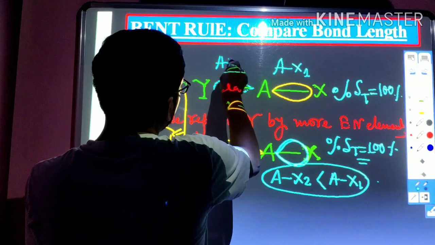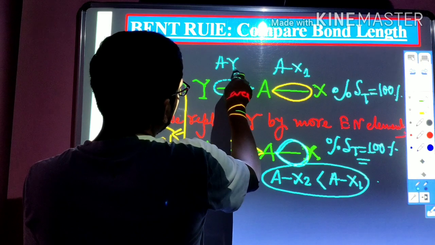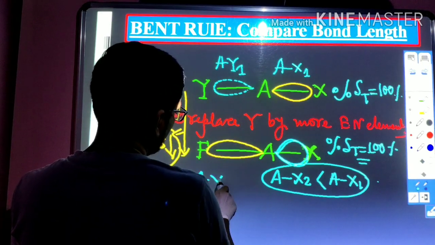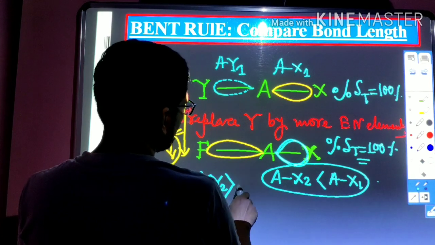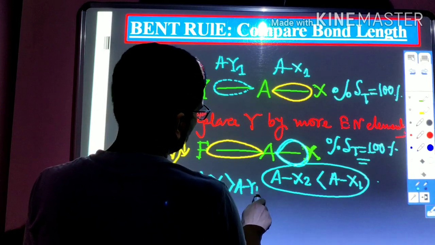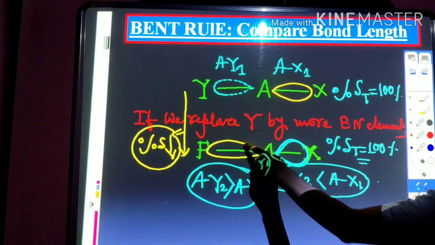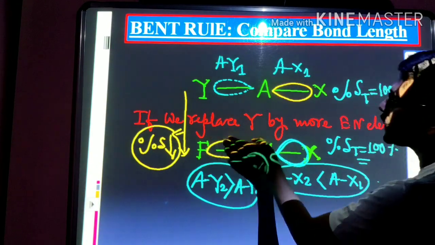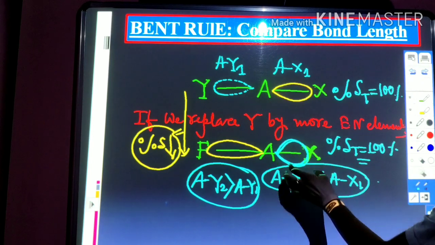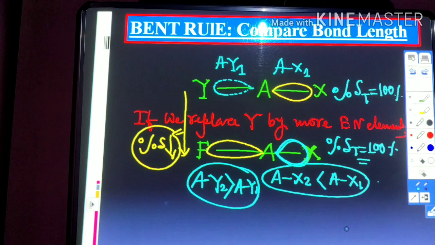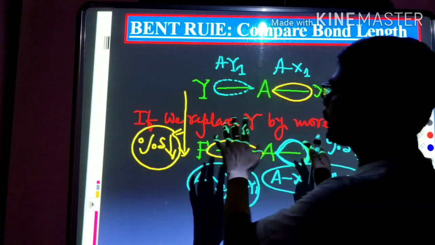If you see here the AY bond length, say here AY1 and here AY2, so AY2 will be more than AY1. See here, percentage of S character decreases, bond length increases. Percentage of S character increases, bond length decreases. Up to now, hope it's clear to you.